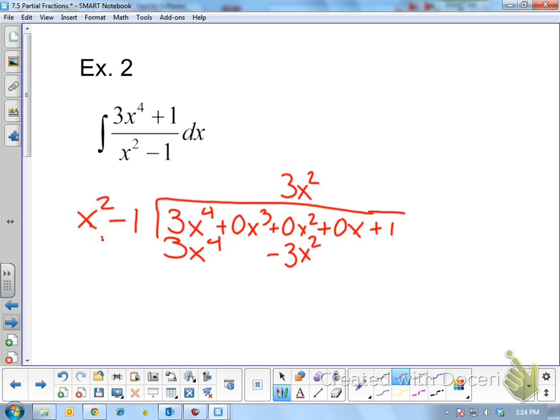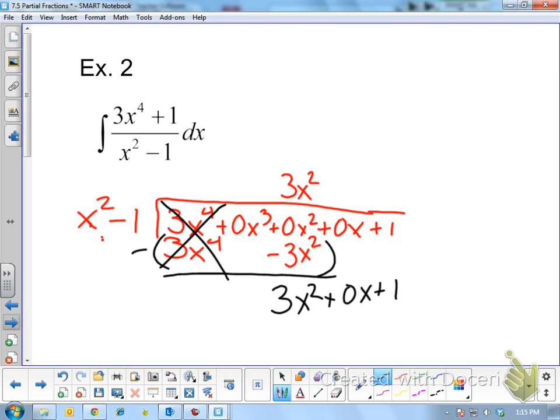And then in old school division, after we did that multiply step, what do we do next? Subtraction. So we're going to subtract this entire thing, which will change the sign of everything. So the 3x to the fourth would become minus, but the 3x squared would become plus. So 3x to the fourth minus 3x to the fourth cancels. 0 minus negative 3x squared becomes positive 3x squared. And then we bring everything else down. And we do it again.